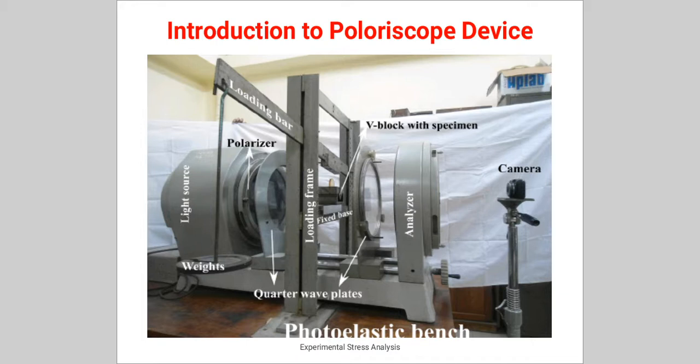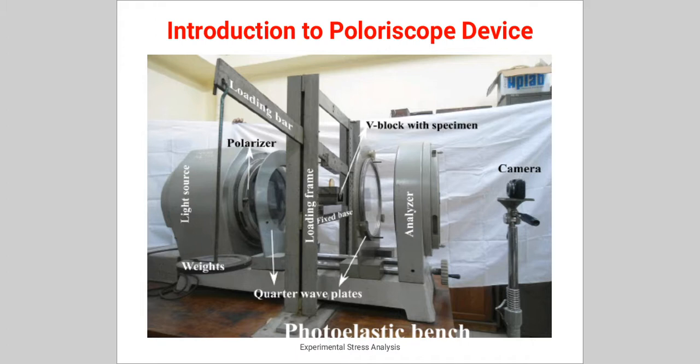So when the light is coming out from the polarizer, this light source is called polarized light. Before the polarizer, the light is called ordinary light or monochromatic light. When the light comes out from the polarizer, it is called polarized light. Then the light passes through the quarter wave plate 1, then it passes through the photoelastic model.